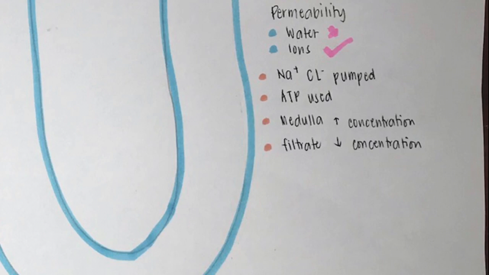Now, in terms of key things that are happening, the sodium ions and the chloride ions are actively pumped across the membrane into the interstitial fluid here in the medulla, so obviously it requires ATP. This means that the medulla increases in solute concentration and the filtrate starts to decrease in concentration. And as we're coming up this ascending limb of the loop of Henle, more and more ions are being pumped out, and therefore it becomes less and less concentrated as we're going up.